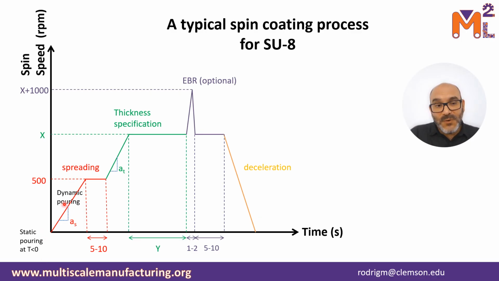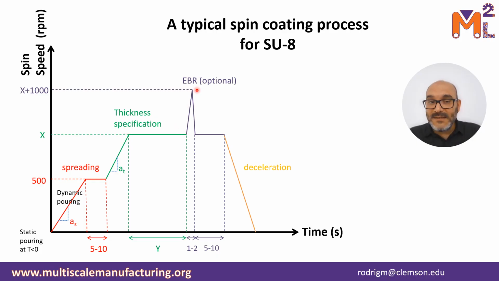So usually you go to 500 RPM in order to do an initial spread of the material on the substrate. And then you ramp up to a particular speed, or x, as shown here in the graph. This x value lets you specify the thickness that you're interested in. Usually you stay there for 30 or 40 seconds in order to get that particular thickness.